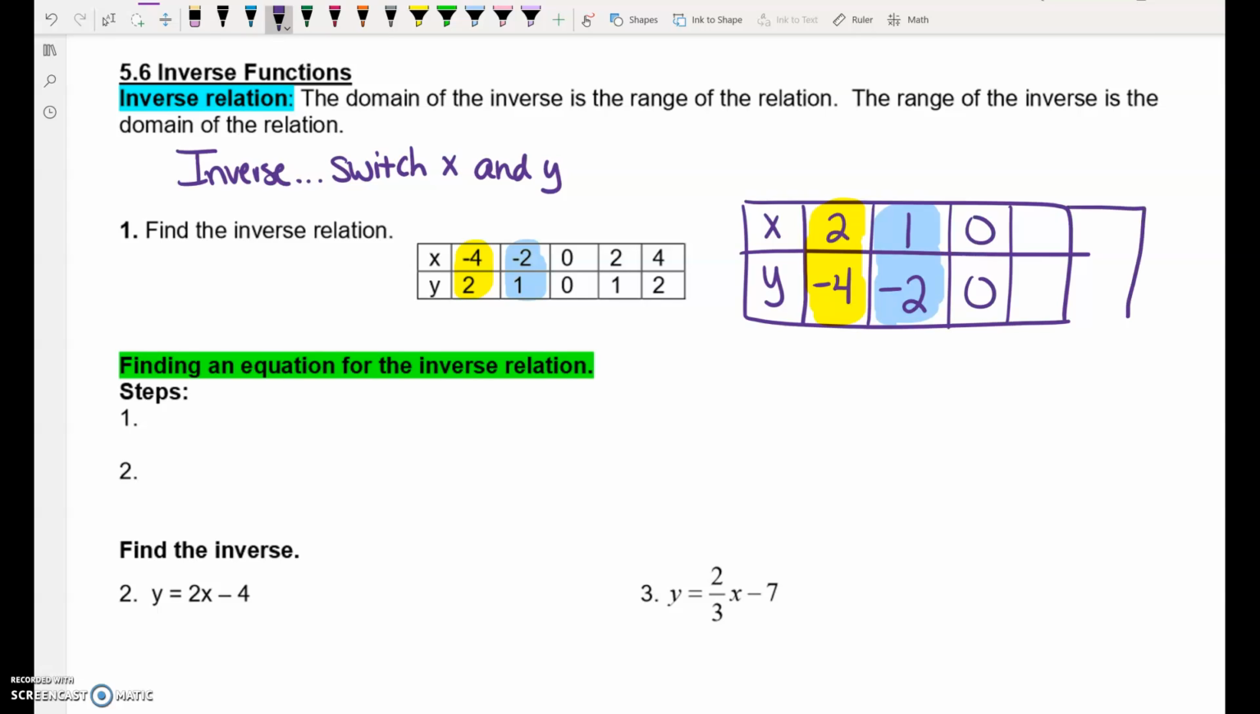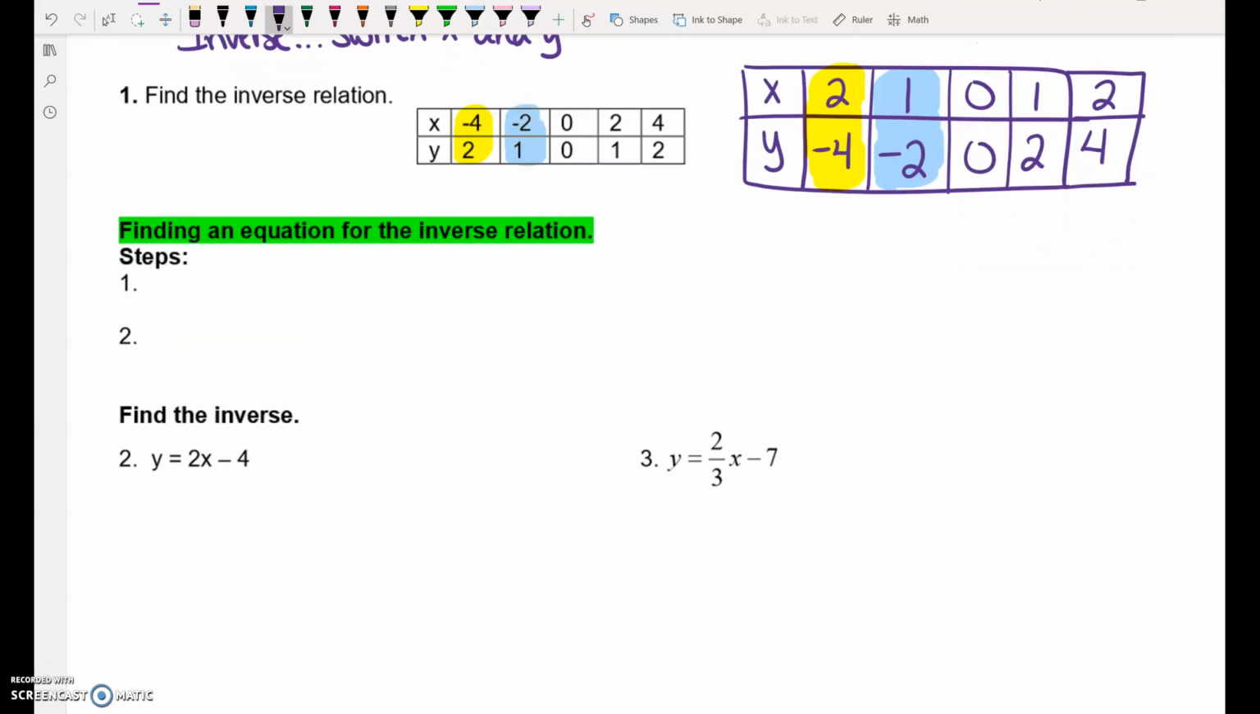Oops, I did not make enough things on my little chart here, did I? I'm good at that. 2, 1 is going to become 1, 2. And 4, 2 will become 2, 4. There is the inverse relation to that original relation table of values. So if I give you a table and ask you to find the inverse, it's pretty easy. Just write a new table, switch the x's and the y's.